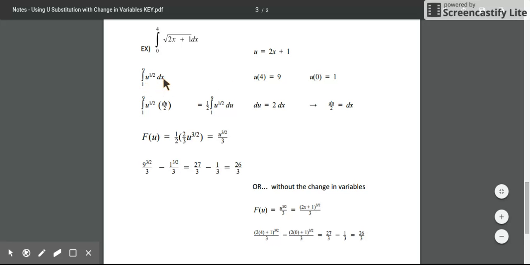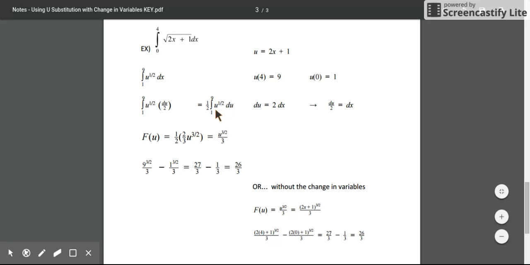The last step I need to do is replace that dx with du. So let's differentiate both sides of my u equation. We get du equals 2dx. Just to get dx by itself, we divide by 2. So we can substitute 1/2 du instead of dx here. Shift that 1/2 constant out to the front. And now we can evaluate this definite integral.